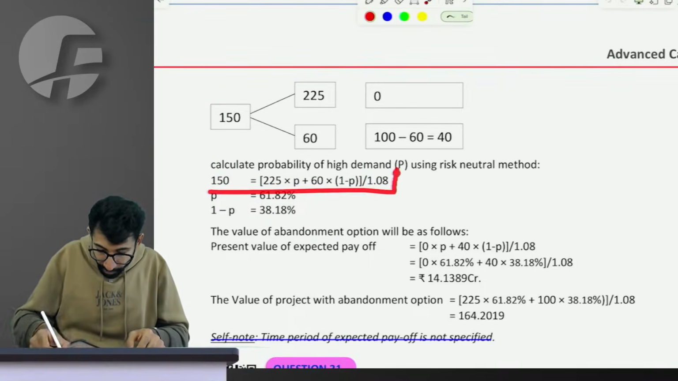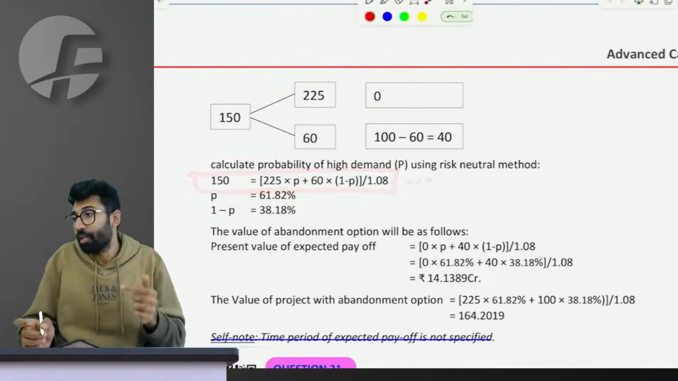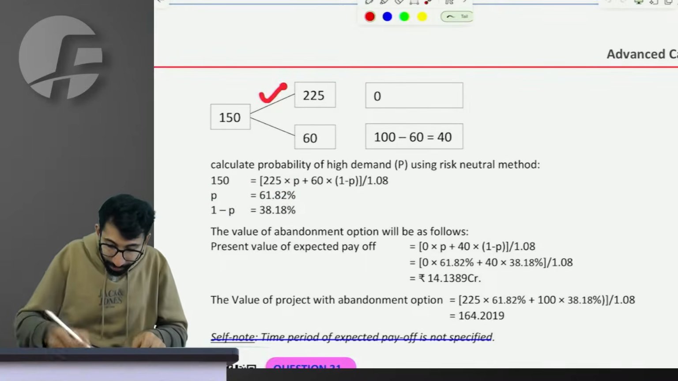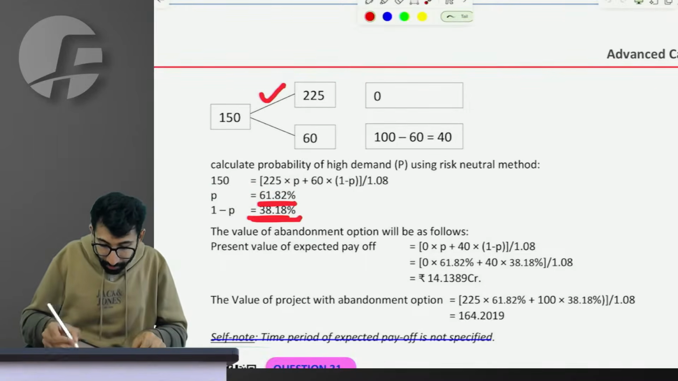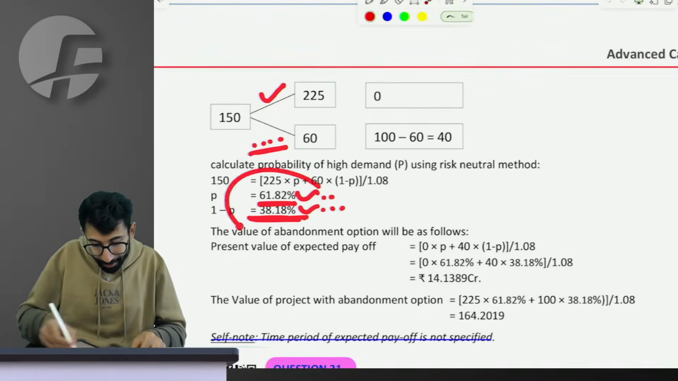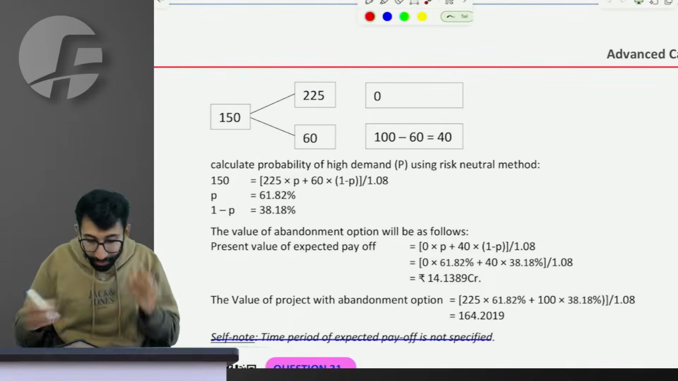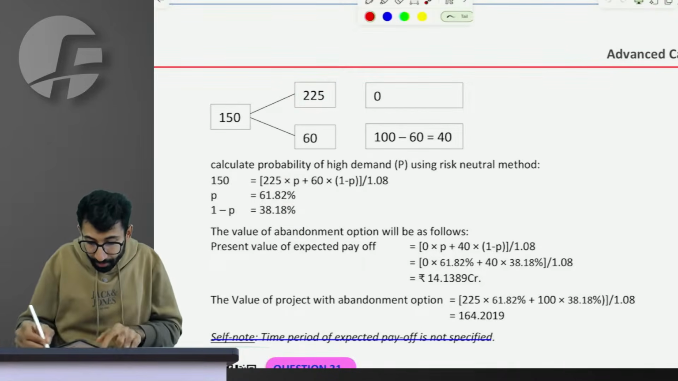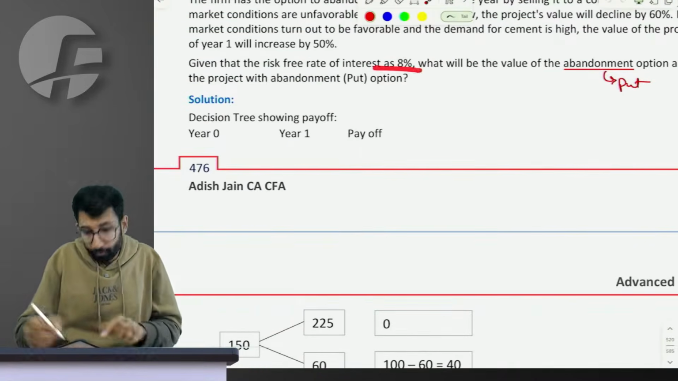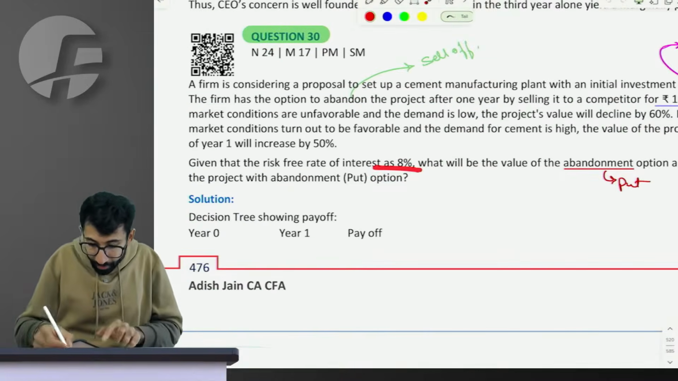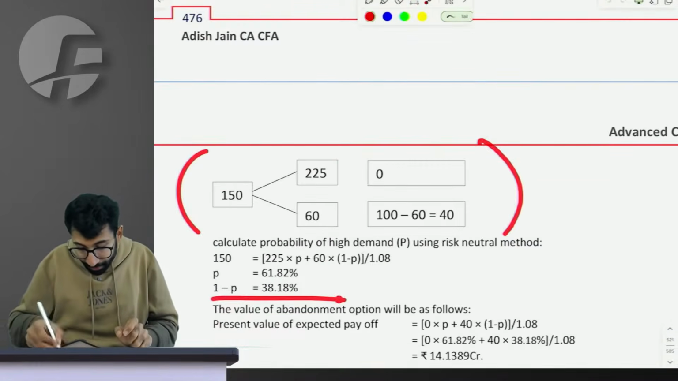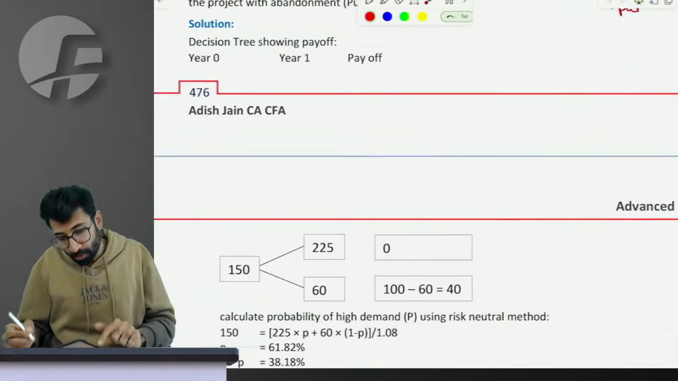So how much, from this equation, will be the probability of the price going up and down? In the entire equation, only one number is missing, which is the probability. So if you calculate, P becomes 61.82% and 1 minus P becomes 38.18%. Yes, these are the probabilities of the price going up and down. Now, after a year, think of the payoff. What was the sequence? First drawing the decision tree, then calculating the risk-free rate factor, which is 1.08, then calculating the probability, then calculating the payoff. Option to sell at 100 rupees.